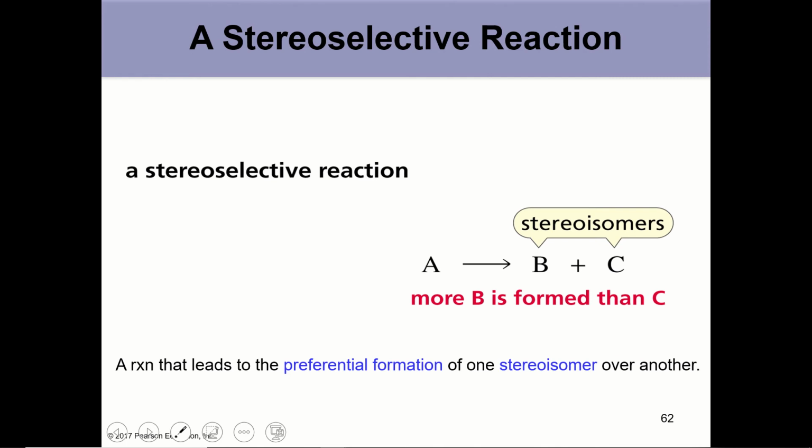A stereoselective reaction is a reaction that leads to the preferential formation of one stereoisomer over another. For example, we start with A and we make B and C, which are stereoisomers, enantiomers or diastereomers, more specifically. It could also be cis and trans stereoisomers. And through this reaction, we make more B than C, then that would be an example of a stereoselective reaction.